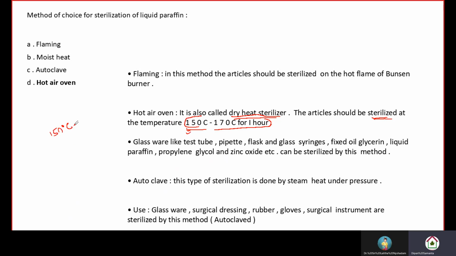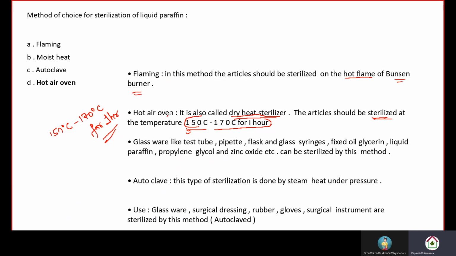So this specification is very important: 150 degrees Celsius to 170 degrees Celsius for 1 hour. This can also come in the question. Next is flaming. In this method, the article is sterilized on the hot flame of the Bunsen burner.